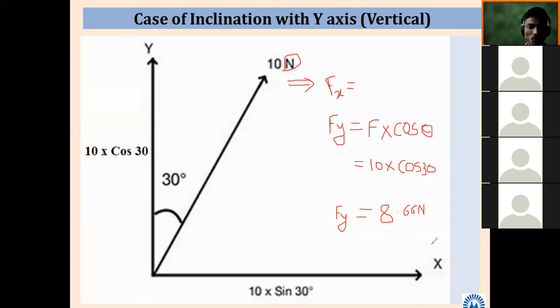So I have to show here in a bracket an upward arrow. Likewise, I will show upward. Then my answer will get over like this: 8.66 Newton in upward direction.